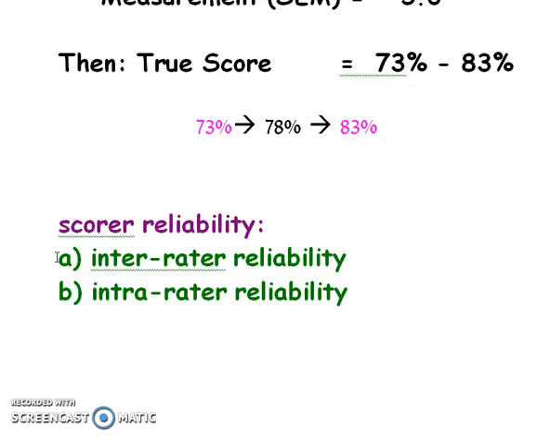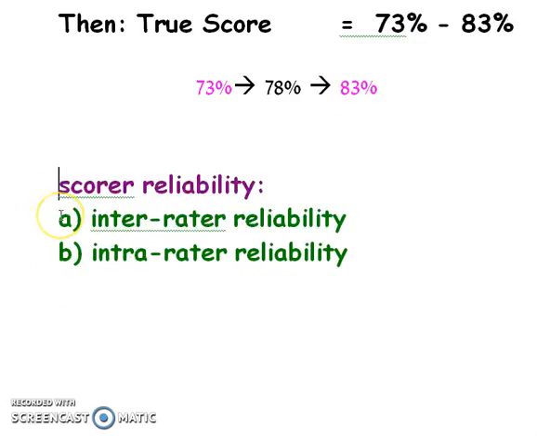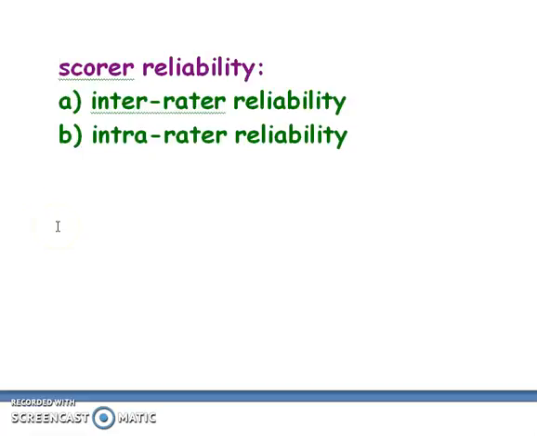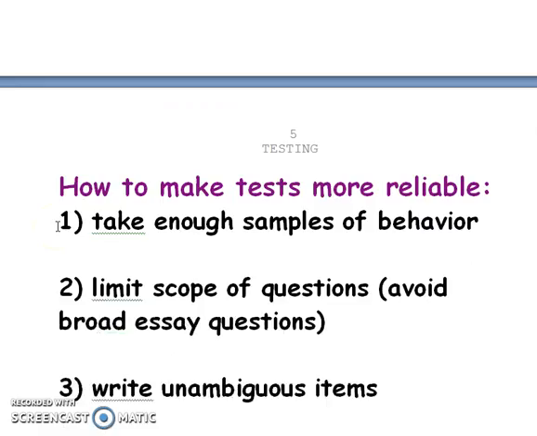The other point is intra-rater reliability. Intra meaning the same person. This is me at 8 o'clock a.m. and me at 8 o'clock p.m. How reliable am I? So the difference between A and B is that A is more than one scorer and B is the same scorer.